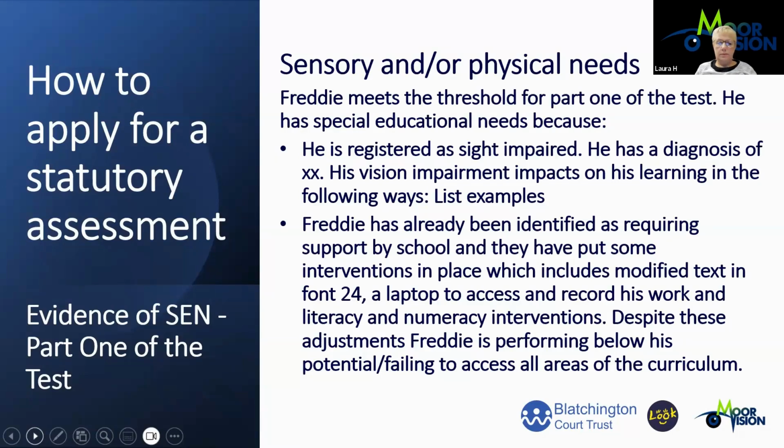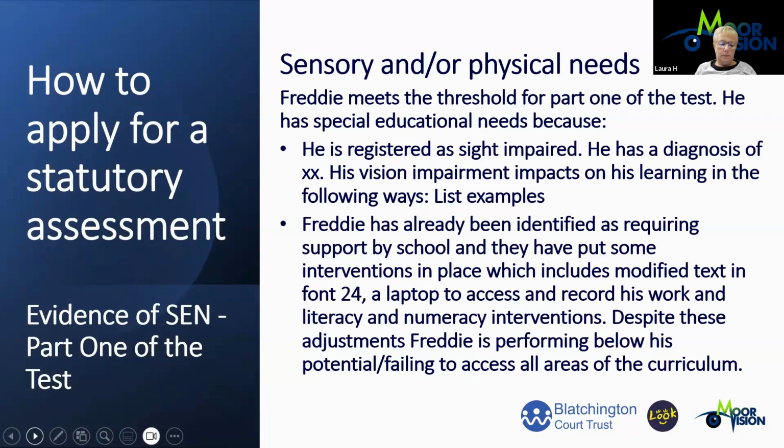So explain, he's registered as sight impaired, he's got a diagnosis, and his vision impacts on his learning in the following ways. And then list those examples, some of which we've talked about in the videos, about the challenges, about whether they need assistive technology, whether he can see the whiteboard, whether he or she can work independently, and also about the support that school have been putting in place.